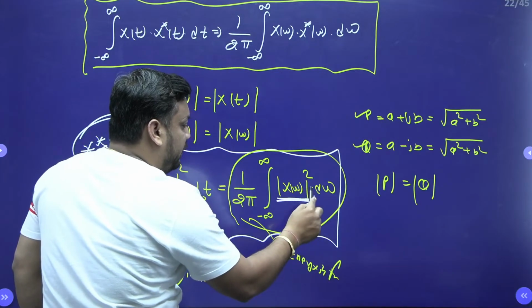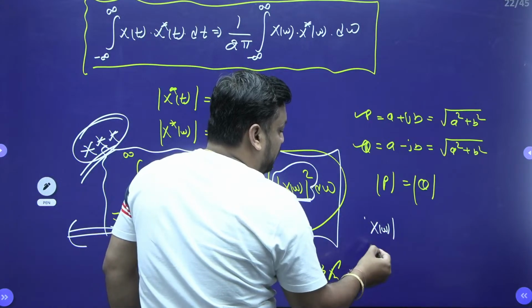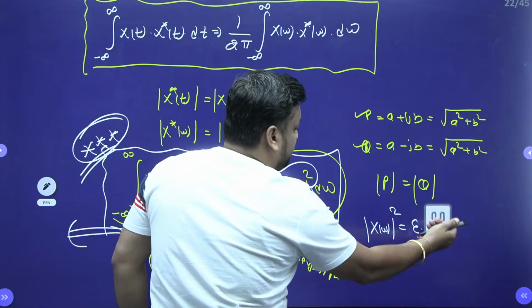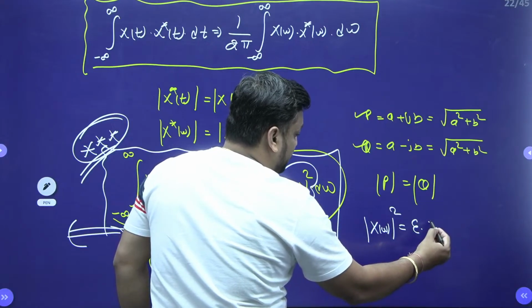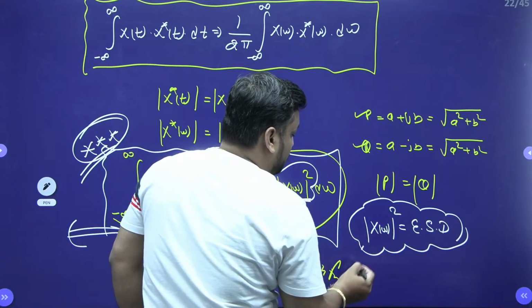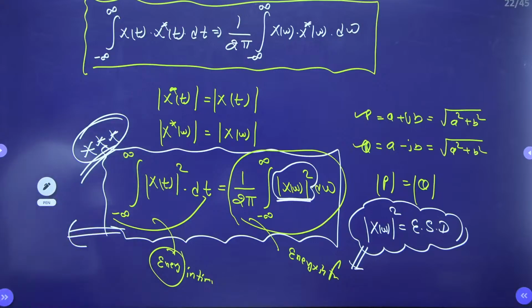But what about this term? This is known as the energy spectral density. So the value of mod of X(omega) whole square will give you the energy spectral density. You just remember this: mod of X(omega) whole square is equal to energy spectral density.